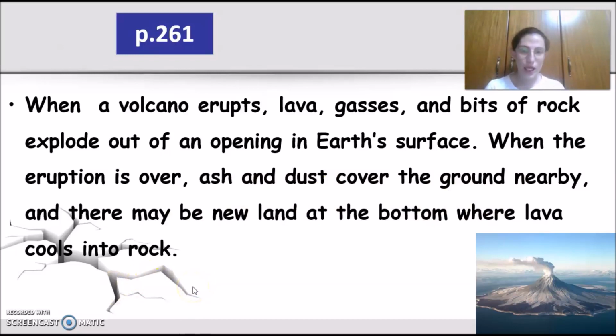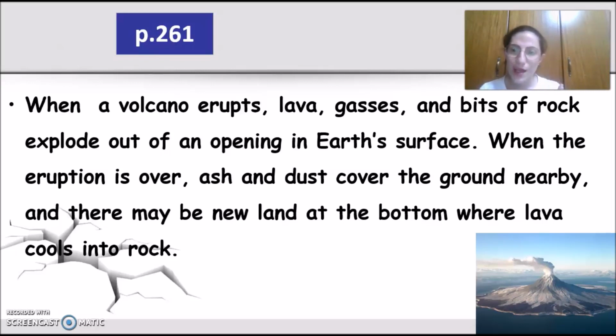So they're telling us when a volcano erupts, we know, as we're observing this picture, lava, gases, and bits of rock will explode out of an opening in Earth's surface, okay? And what will happen when the eruption is over? The ash and the dust will cover the ground nearby, and there may be new land at the bottom where lava cools into rock, causing a change to Earth's surface. So the Earth's surface will be covered with ash and dust, and we won't see it anymore, so it will change, right? And not only that, but also when the lava cools down at the bottom, what will happen? We might get new land, because when the lava cools down, it changes into rocks.